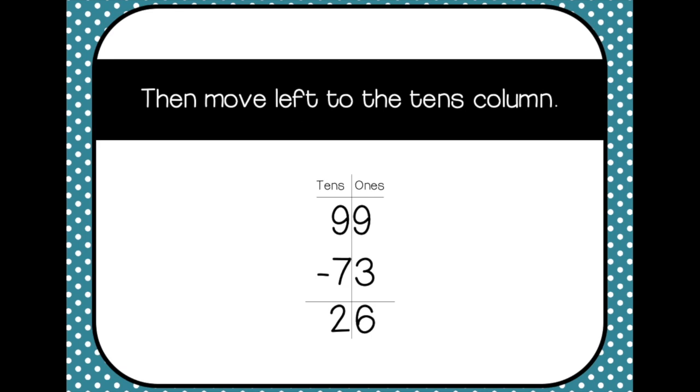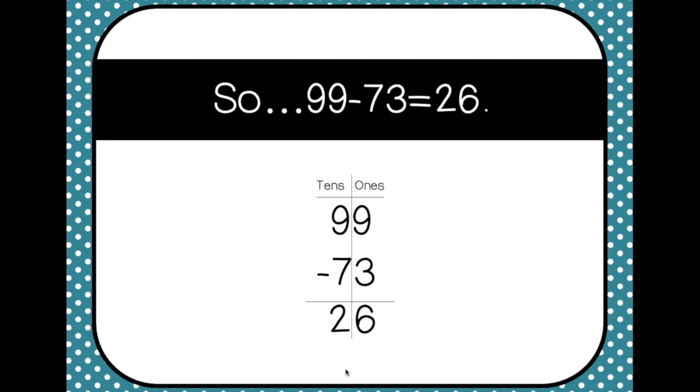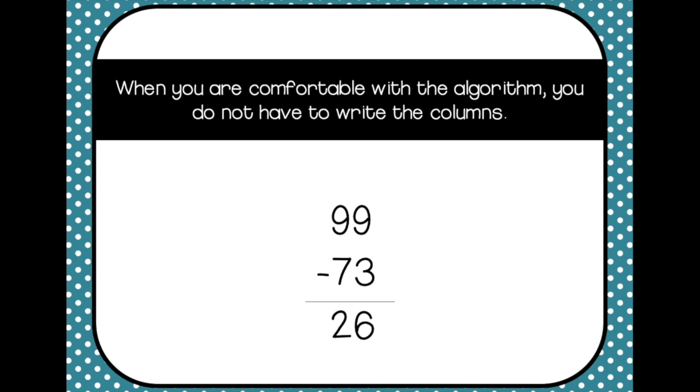Then we're going to move to the tens column. Here I've got 9 minus 7 equals 2. So 99 minus 73 equals 26. When you're comfortable with the algorithm, you don't have to write all of the columns in. So you might just write it like this, and that is just fine.